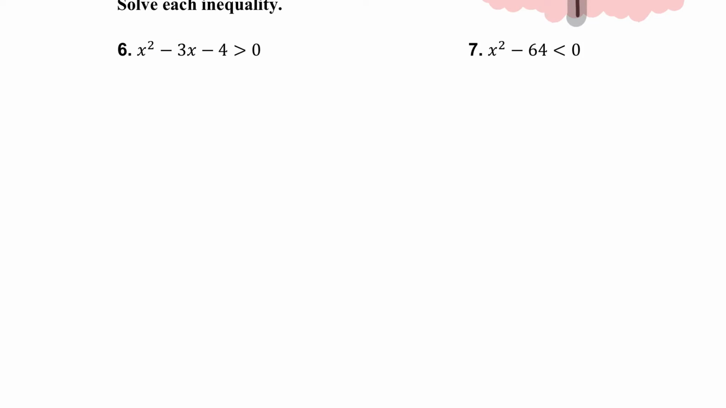For number 6, we are going to solve this inequality by algebraic methods, and what I did ask you was to first write it as x squared minus 3x minus 4 equals 0. Then you have to find the factors of negative 4. So it's going to be 1 and negative 4. And then you add these two. In this case, you're adding 1 plus negative 4 gives you negative 3.